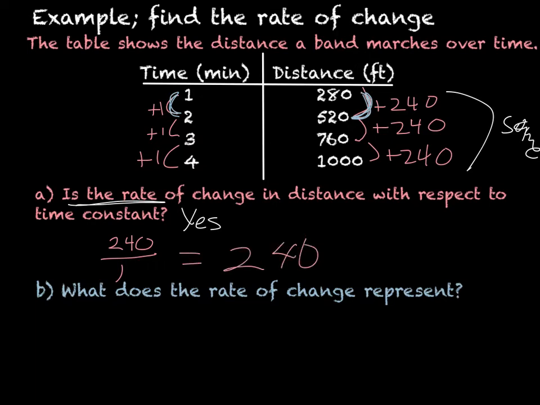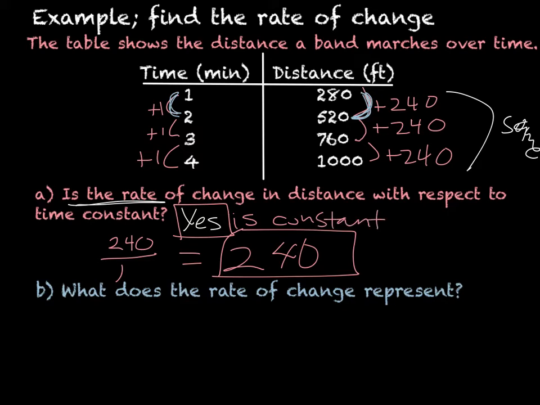But what does that mean? Okay, so that is our rate of change, our slope. And yes, it is constant. So that is what the first question was asking, and that constant term is 240.